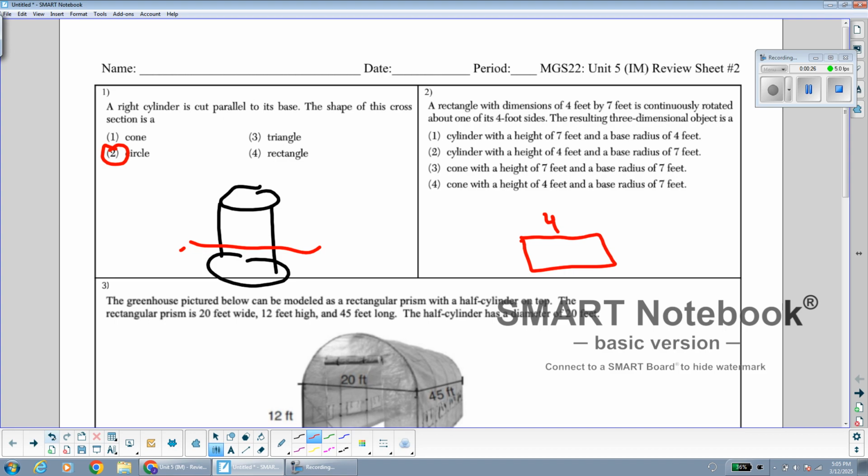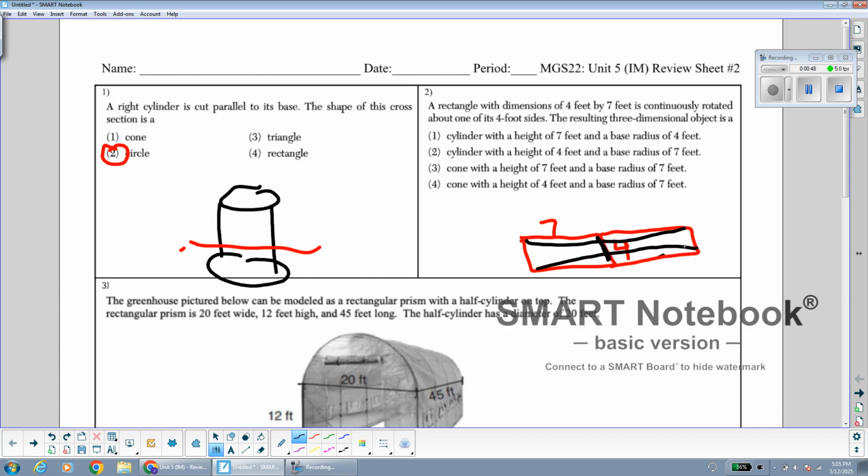In number 2, we have a rectangle with dimensions 4 feet by 7 feet. It's continuously rotated around one of its 4-foot sides. So here is the 4-foot side, so that's what it's spinning around. So we know that a rectangle is going to become cylindrical, and it's going to appear on the side as well. And it's going to start looking cylindrical over here.